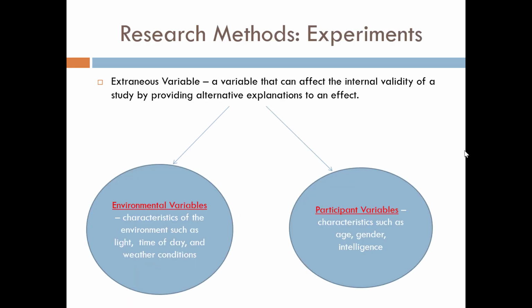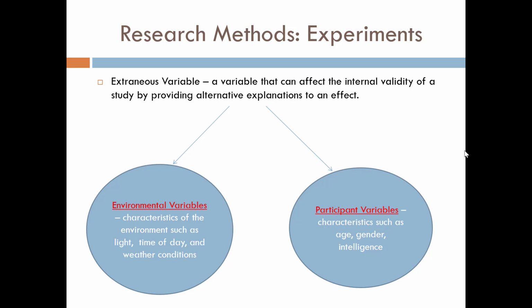Extraneous variables or confounding variables are variables that can affect the internal validity of a study by providing alternative explanations to an effect. When conducting a study, it is important to control these variables to ensure that the results are based on the factor we are manipulating and nothing else.